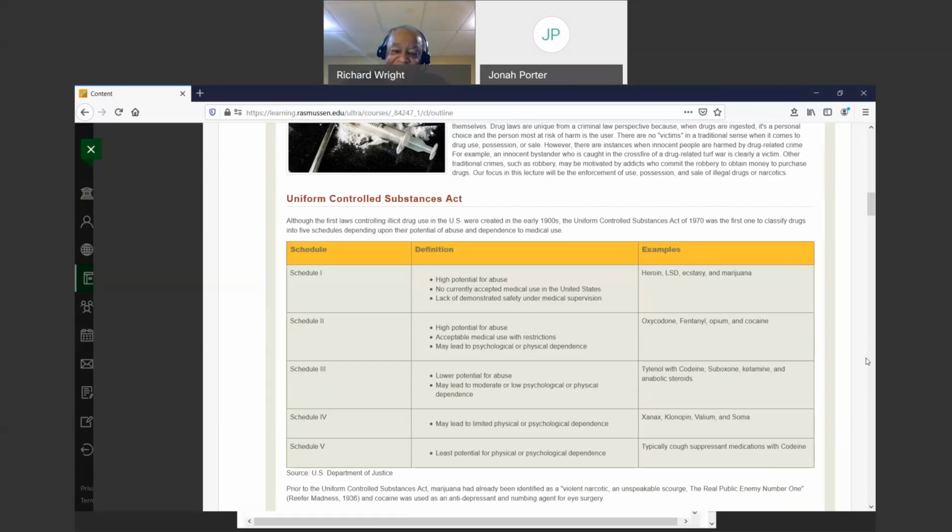Okay? Lack of demonstrated safety under medical supervision. In other words, individuals will overuse these items, and it will result in what we call OD, or overdosing, from the use of these drugs.